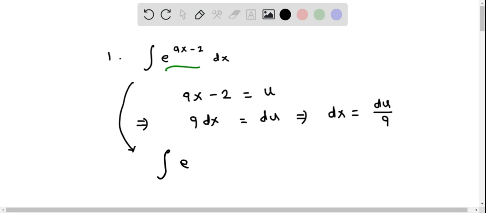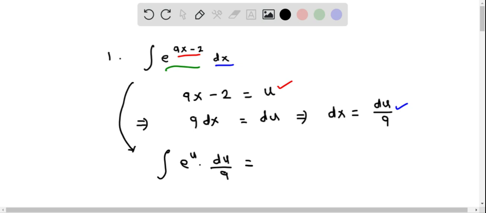That is, this will become e raised to the power of this 9x minus 2. This will become u. So I'm going to put this as u. And then this dx will become du over 9. So I'm going to replace dx as du over 9. So now we have converted this given integral in x to the u variable.